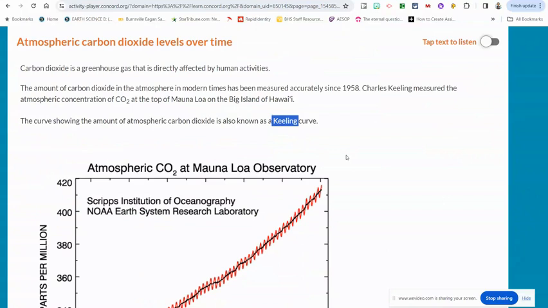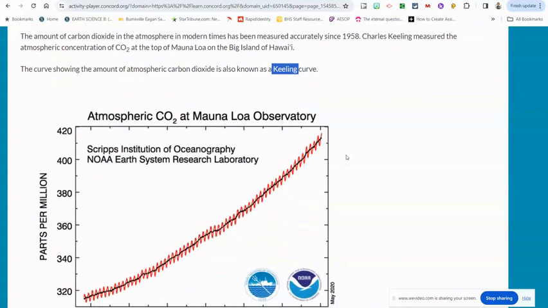And the story goes in the middle 1900s, in 1958, Charles Keeling decided to study the level of carbon dioxide in the atmosphere. He did this on top of a mountain called Mauna Loa. Mauna Loa is on the big island of Hawaii, and Mauna Loa actually means flat mountain. You don't have to know that.